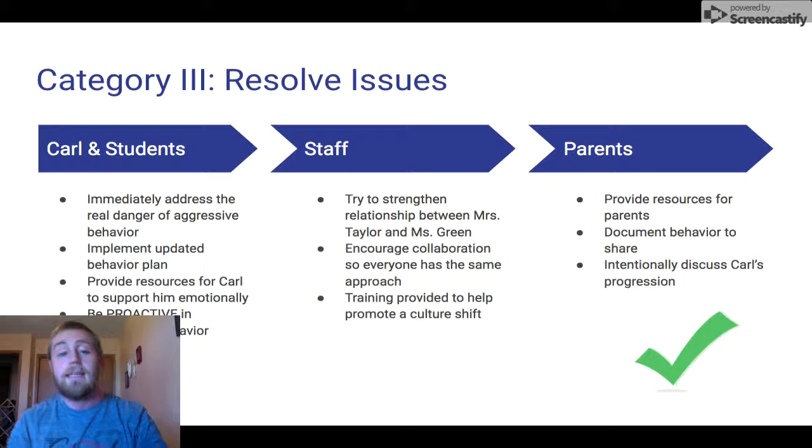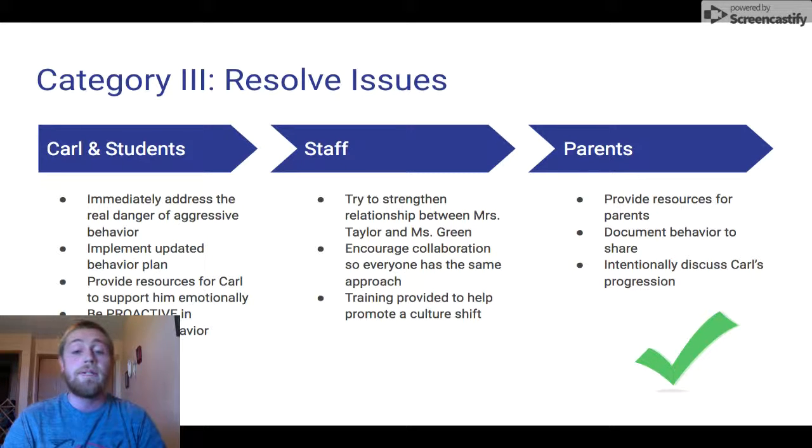And then with the staff, I would try to resolve the issues between Mrs. Taylor and Miss Green, their issues on how this should be handled. Try to help them work collaboratively together to open up discussions and really focus again on the student and how this is going to help benefit Carl in the long run, and not just taking the easy way out of pulling Carl out of her classroom. I would encourage collaboration so everyone has the same approach, so everyone is on the same page of how we're going to help Carl out.